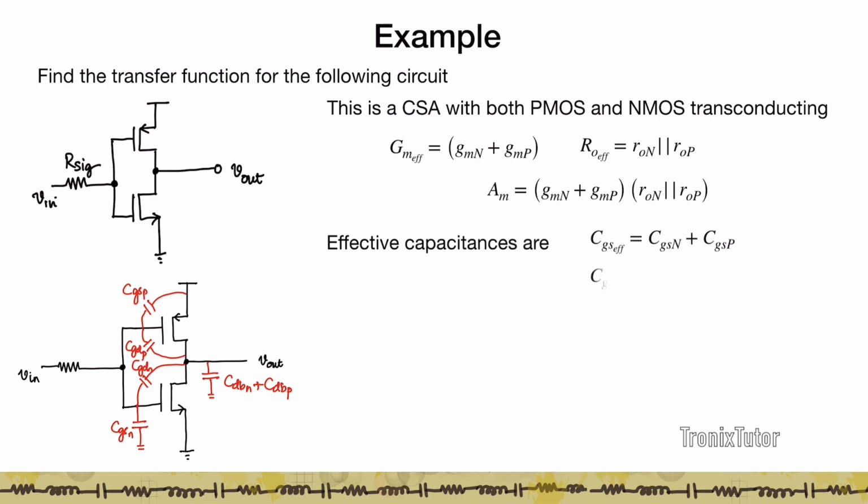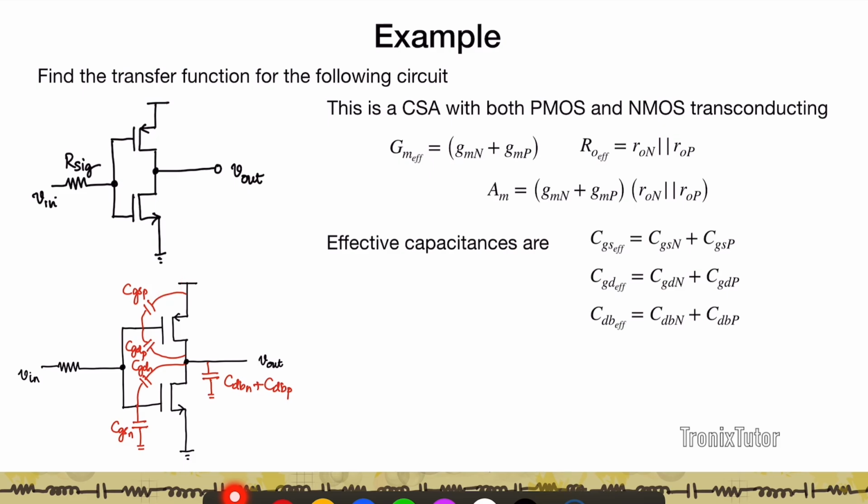Now if I look at the capacitances, CGS of N and CGS of P both fall from the input node of the amplifier to signal ground. Similarly, CGDN and CGDP both exist between the amplifier input and the amplifier output. And similarly, the CDBs of both are exactly only at the output.